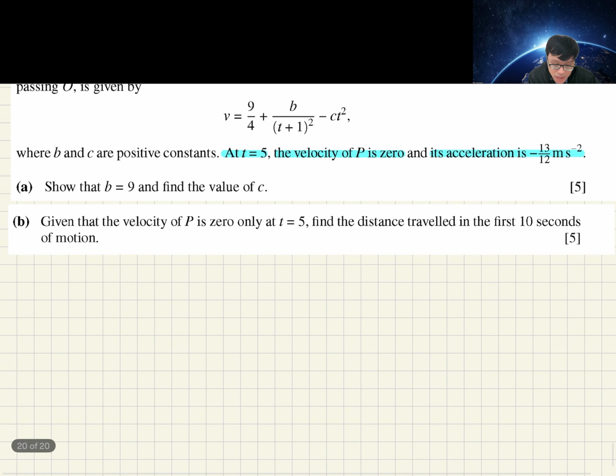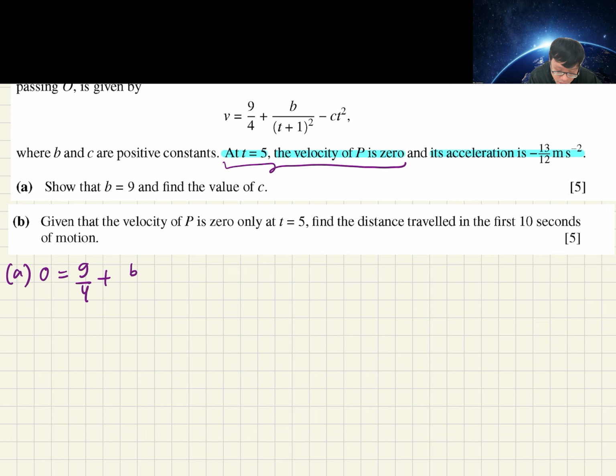So let's do the first information. When time is 5, the velocity is 0. So you plug that in. This is part A. So 0 equals 9 over 4 plus B over, the time is 5, so 6 squared, 36, minus 25C. Yes, you plug 5 into the V equation, equals 0.